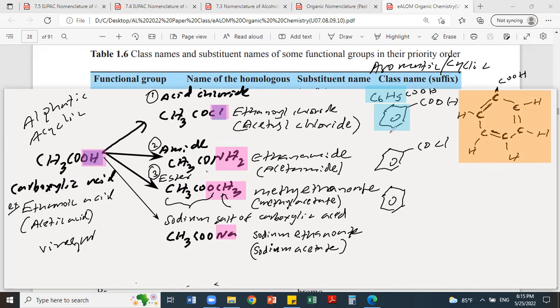So what is this first one? Benzoic acid, benzoyl chloride. Then this one, you can write CONH2 here, benzamide. Then you can write COONa, sodium benzoate. I think you might have heard this on most canned food. Sodium benzoate is used as a preservative. What is sodium benzoate?